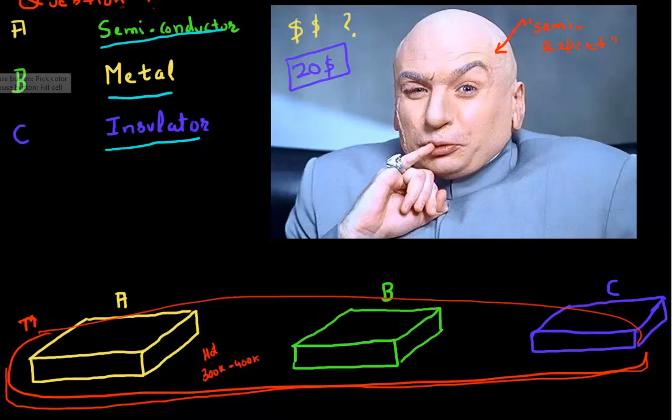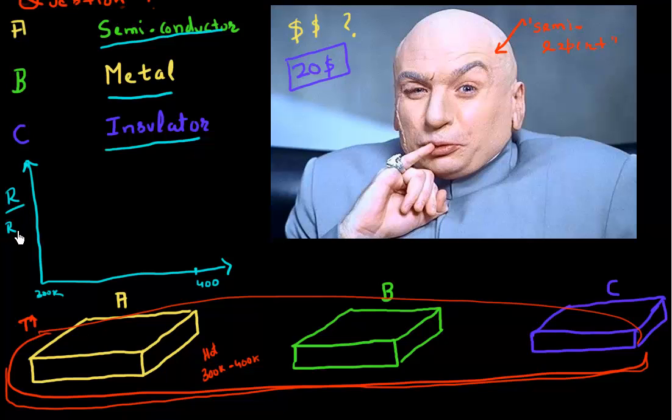So I'll use the voltmeter to measure the resistance as a function of temperature. I'll vary my temperature from 300 Kelvin to 400 Kelvin, and I'll measure my resistance. Let me plot the normalized resistance over here, versus what I measured at 300 Kelvin. What I see for material A is that this resistance increases with temperature. In fact, it increases linearly with temperature.